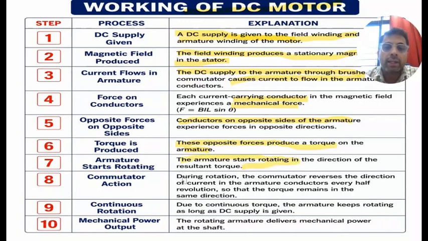torque. During the rotation, the commutator reverses the direction of the current in the armature conductors every half revolution, so that the torque remains in the same direction. Due to continuous torque, the armature keeps rotating as long as the DC supply is given. And the last step is that the rotating armature delivers mechanical power at the shaft. So this is the working of the DC motor. You have to write this explanation of steps in the examination for the working of a DC motor.